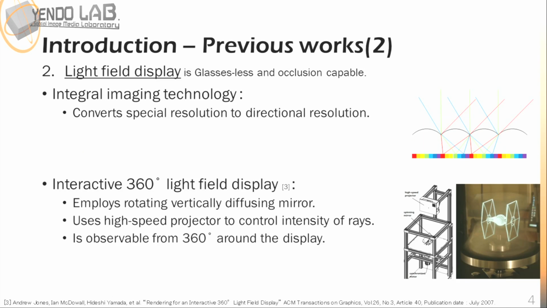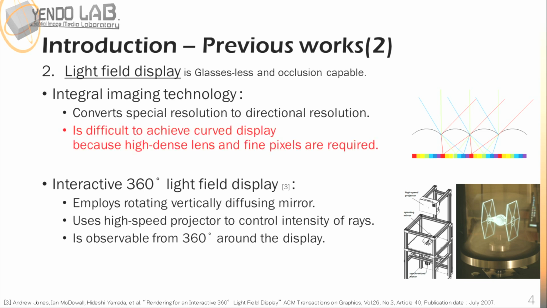A light field display is a display that reproduces the light field of the scene. This method is glassesless and occlusion capable. A typical example of this method is a century-old technology, integral imaging. The method trades the spatial resolution of the pixels for the directional resolution of the array. Thus, fine pixels and high-density lenses are used, and it is difficult to carve this structure to make a spherical display.